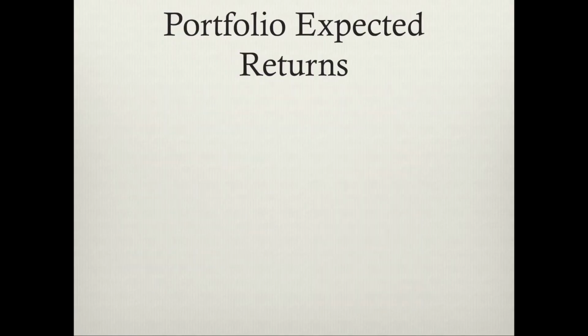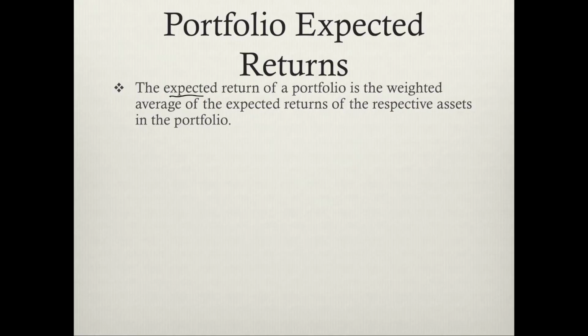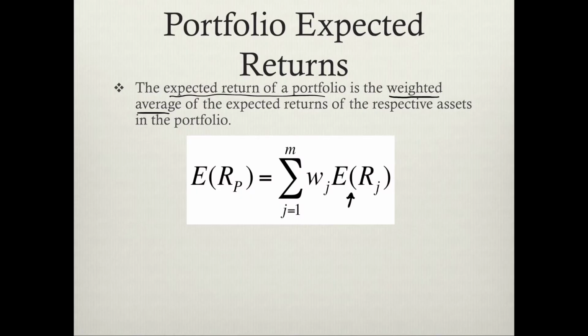Now, with portfolio expected returns, the expected return of a portfolio is the weighted average of the expected returns of the respective assets in the portfolio. So we are still calculating expected returns of individual securities, and then our expected return of the entire portfolio is simply a weighted average based on how much of our portfolio is made up of each individual security. Your equation says you take the expected return of each individual security multiplied by the weight of that security in the portfolio, and we add all of these together to get our expected return for the portfolio as a whole.